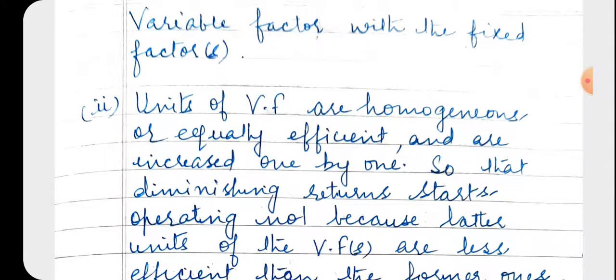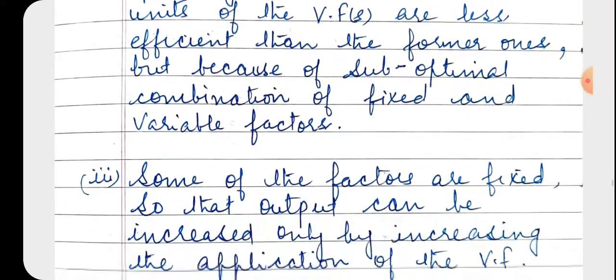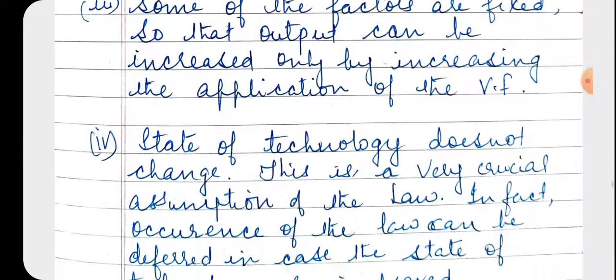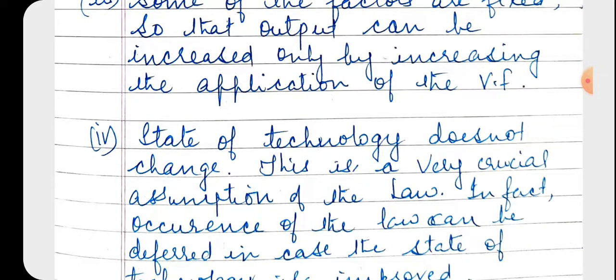Second, units of variable factors are homogeneous. As we have already seen, we have labor as the variable factor, and we are assuming that each unit of labor is equally efficient. It doesn't mean that because of the inefficiency of the second laborer we are getting less productivity, less production. Third point, some of the factors are fixed so that output can be increased by increasing only the variable factor. This is a very important assumption as far as short-term production is concerned.